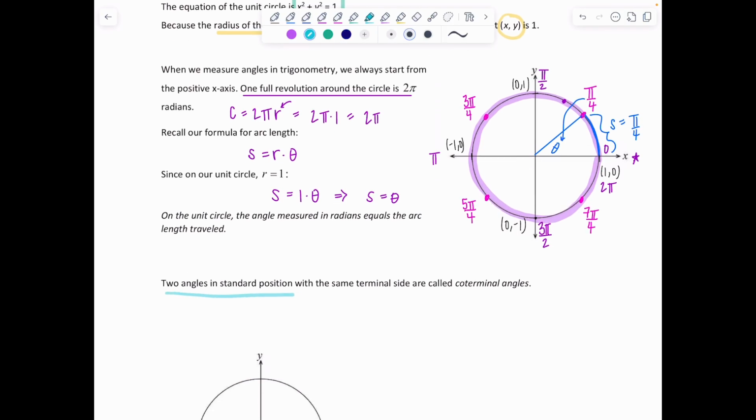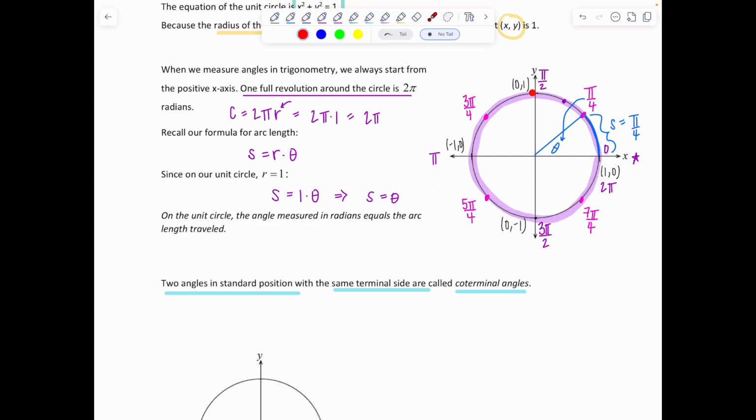Two angles in standard position with the same terminal side are called coterminal angles. Terminal side meaning where you stop measuring them. So 0 radians stops here, 2 pi radians stops here. Let's think about other angles that are coterminal.